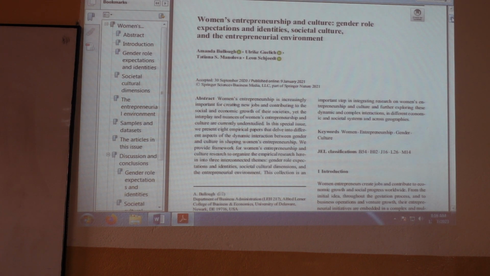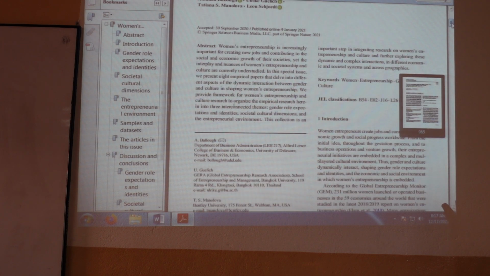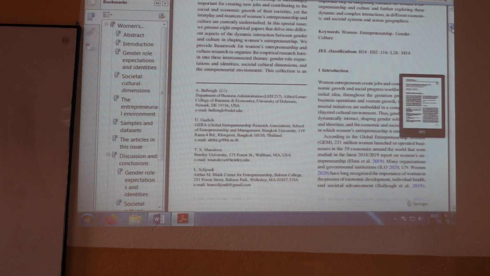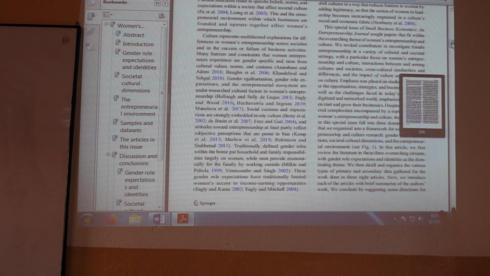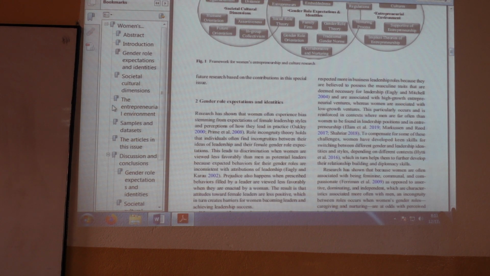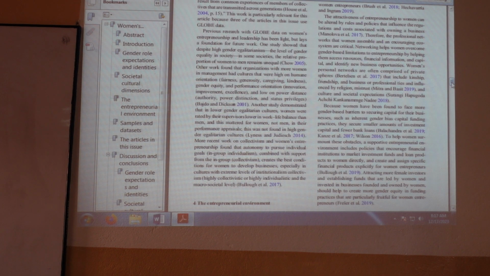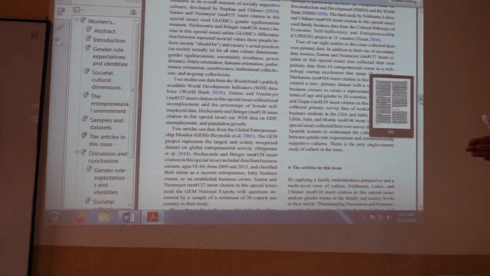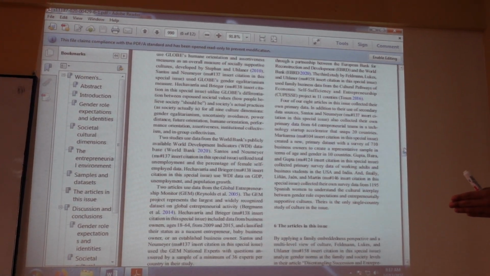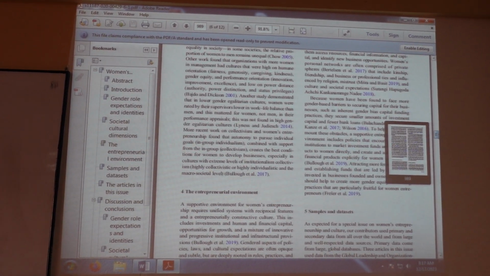The title, the abstract, the keywords, GEL classifications, introduction. There's a figure in the introduction. Then we start the body from here. The three themes in the topic will be explained here. That's the body. And slowly we move further. Then we will see sample and data sets. Sample and data sets is basically the kind of research methods that were used to get this paper.